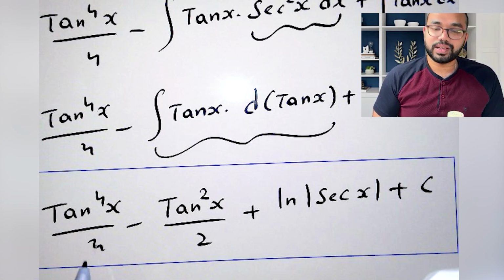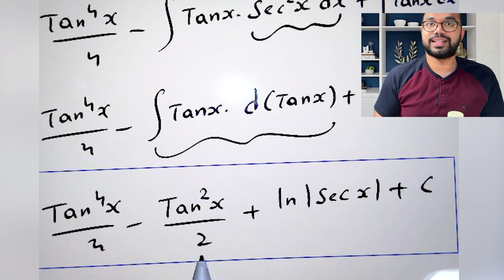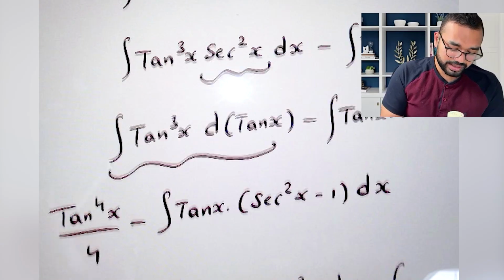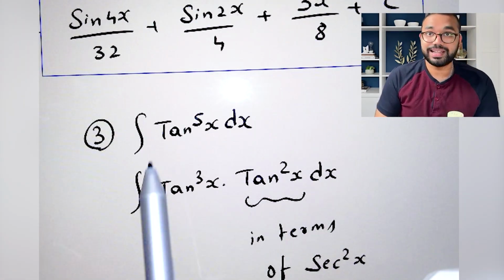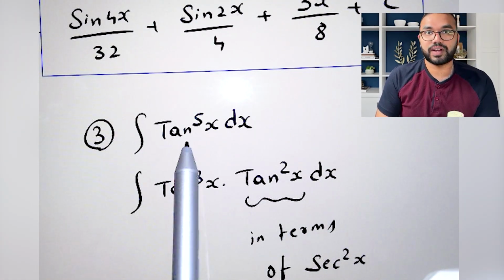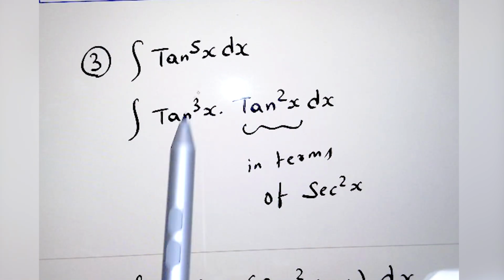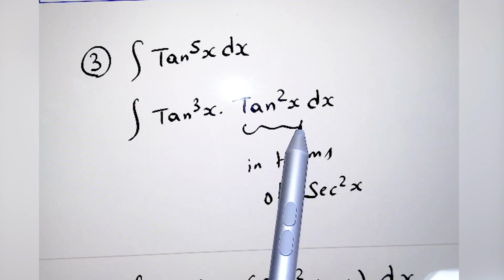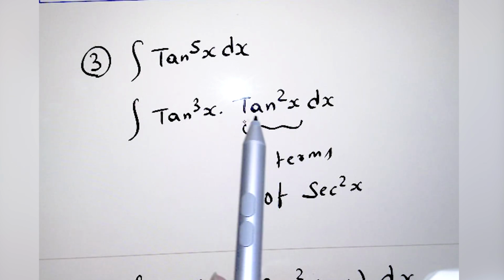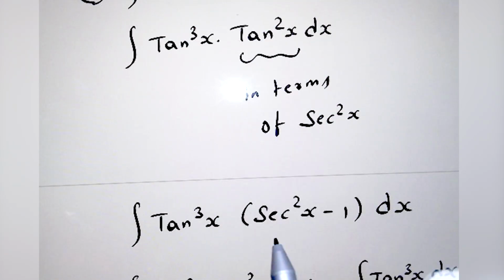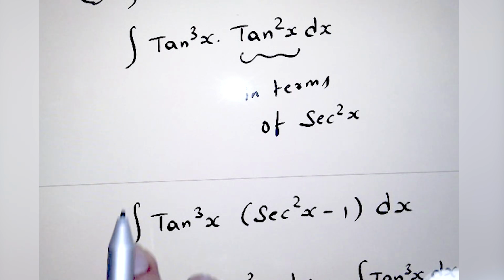This is going to be our final answer. Tan to the power of 4x by 4 minus tan square x by 2 plus natural log of modulus of secant x plus integration constant c. I like this problem. This is kind of simpler than the previous problems. So let's just review what we just did. So the integrand is integral tan to the power of 5x dx. I split that tan power 5x as tan cube x into tan square x because I know that I can write this tan square x in terms of secant square x. So I have rewritten tan square x as secant square x minus 1 and distributed that.